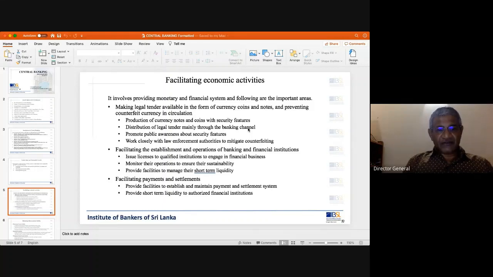Then the third one, facilitating payments and settlements. We know we exchange goods and services with money. But when it comes to financial institutions, there can be two customers linked to two different financial institutions. For a particular transaction to be complete, there should be payments and settlements at all levels.